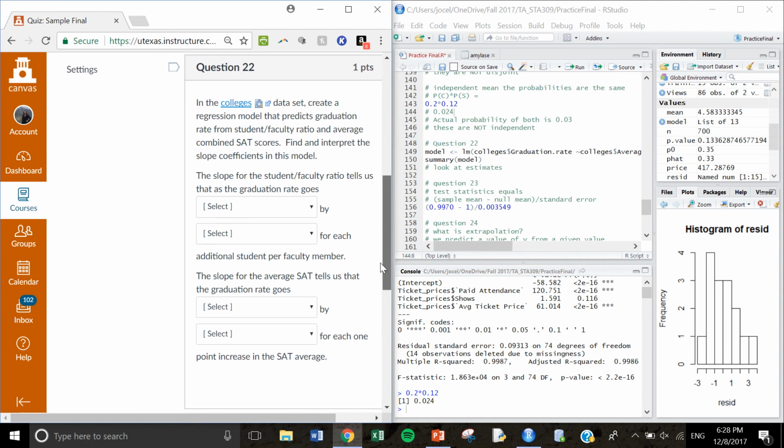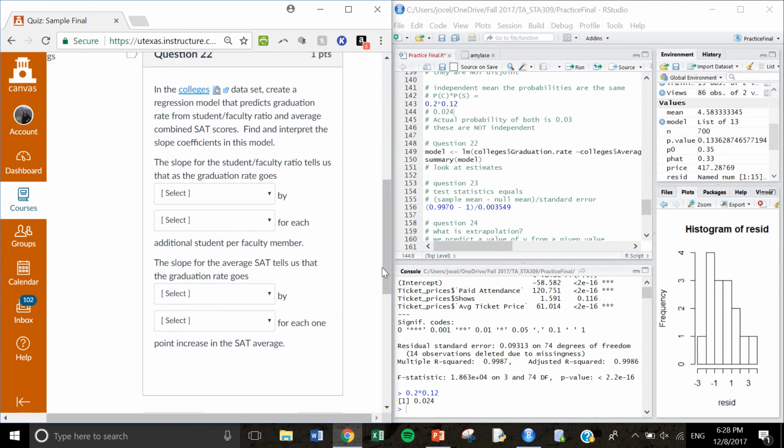Question 22. In the college's dataset, create a regression model that predicts graduation rate from student-faculty ratio and average combined SAT scores. So regression model, think right away, LM function that predicts graduation rate. That's our Y, from student-faculty ratio, that's an X, and average SAT scores, that's another X. Find and interpret the slope coefficients.